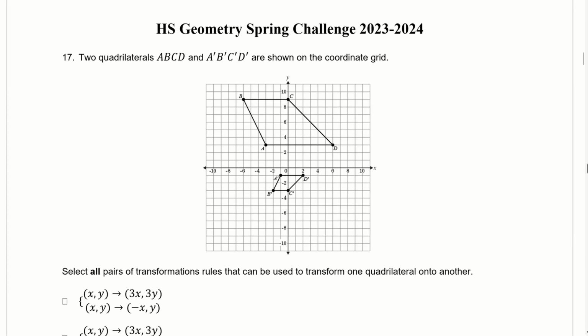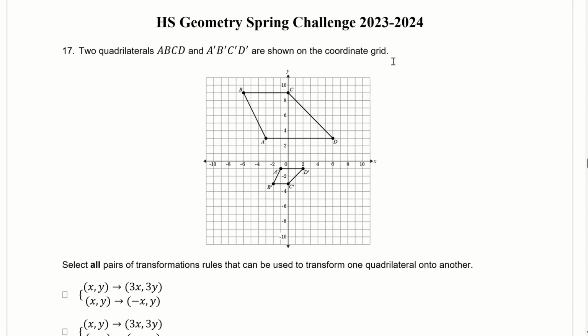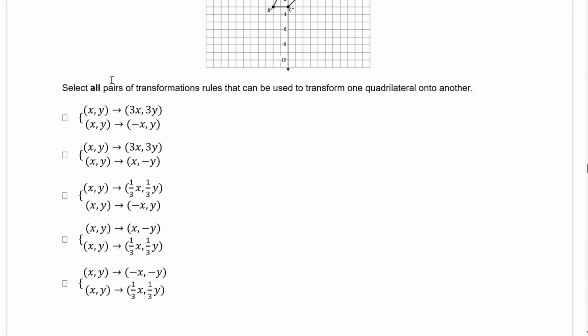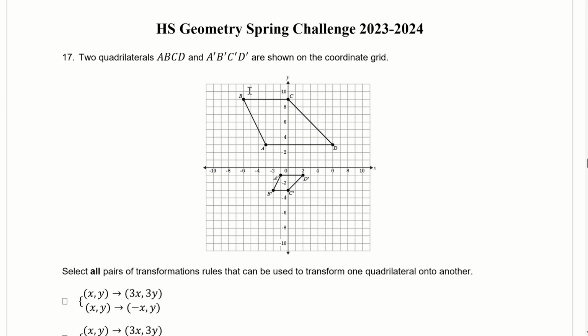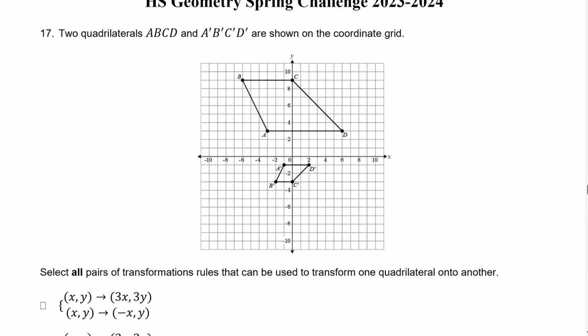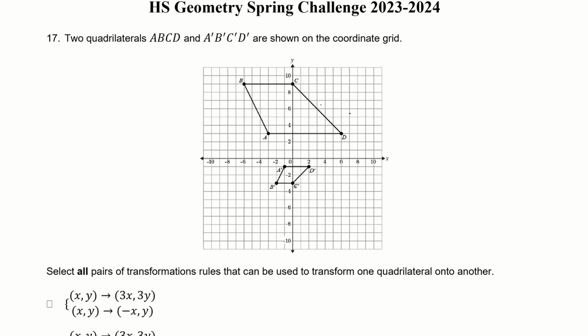Number 17: two quadrilaterals ABCD and A prime B prime C prime D prime are shown on the coordinate grid. Select all pairs of transformation rules that can be used to transform one quadrilateral onto another. Notice that this one has the primes, and so that means this is the preimage. You're going from there to there.